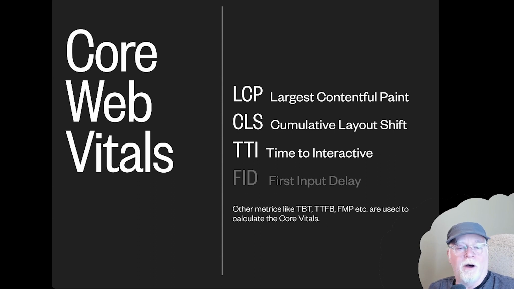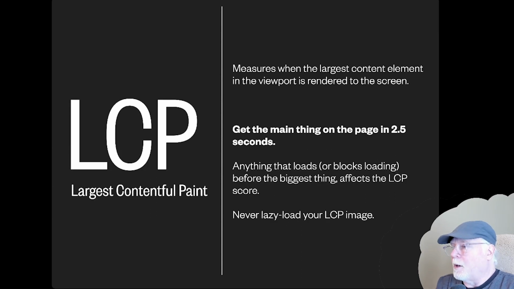So they're actually going to deprecate that time to interactive and use the total blocking time as an approximation of how long it takes before the user can start to scroll or click on navigation elements, etc. All right, so what are my other details about these metrics here?